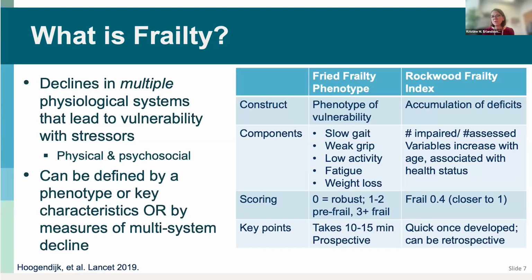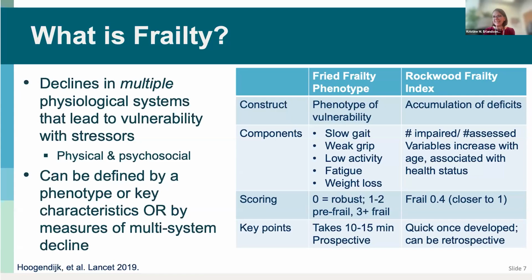And this is developed using several different variables, usually at least 30 to 40 different variables that reflect different organ systems. So we could potentially include hearing, cognitive, renal function, assessment of many different components. These are variables that have specific criteria, so they increase with age, but they're not ubiquitous with age. So we wouldn't use age as a variable within this index. And then they're associated with poor health status.